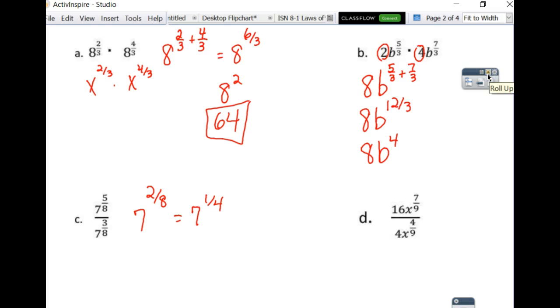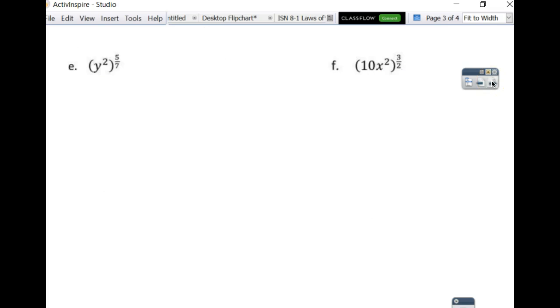So now, the next one, I have 16 x to the 7/9 divided by 4 x to the 4/9. So I have to divide. 16 divided by 4 is 4. And then what do I do with the exponents? Subtract. So 7/9 minus 4/9 gives me 3/9, which is 4x to the 1/3. Okie dokie. I told you they're your friends. Fractions are your friends.